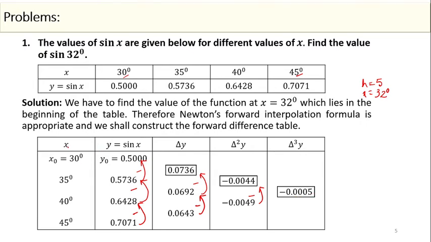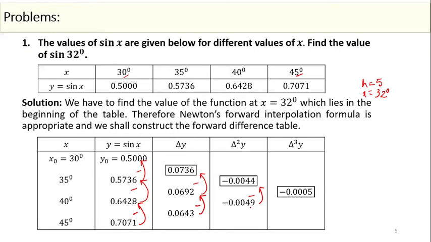Here observe that the first entry of x is nothing but x naught. So here we have x naught as 30 degree and the corresponding value of y naught is 0.5. y1 minus y naught is nothing but delta of y naught, so delta of y naught is 0.0736, and delta of y1 minus delta of y naught is delta square of y naught. So delta square of y naught is minus 0.0044.